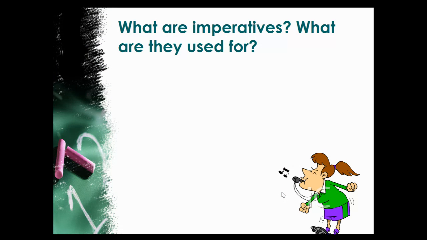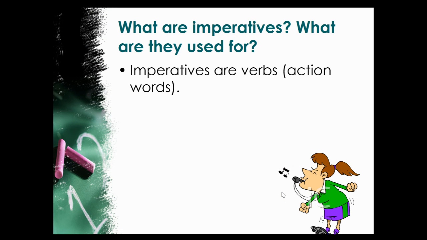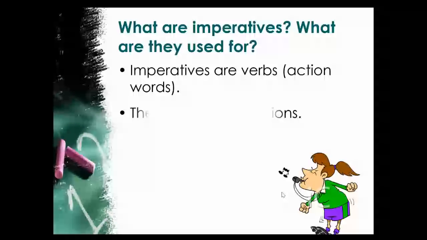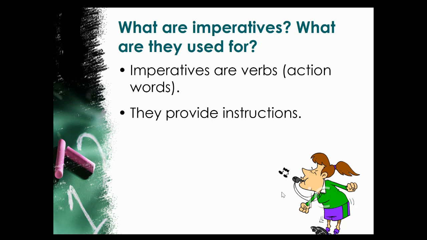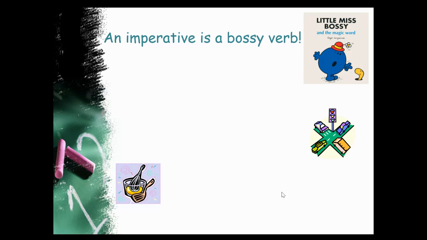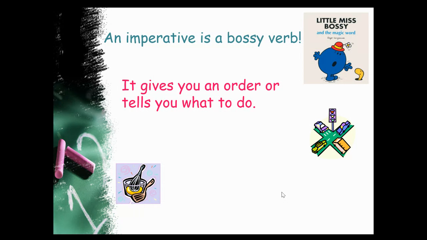So what are imperatives? What are they used for? Now, imperatives are verbs or action words. So if I have an imperative sentence, it begins with a verb, which is also known as an imperative. Imperatives provide instructions. They also give commands and tell you exactly what you need to do. They are also known as bossy verbs. Okay, so I repeat, a bossy verb, also known as an imperative, gives you an order or tells you exactly what you need to do.